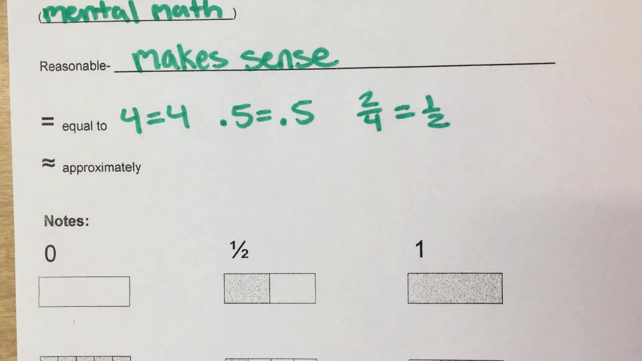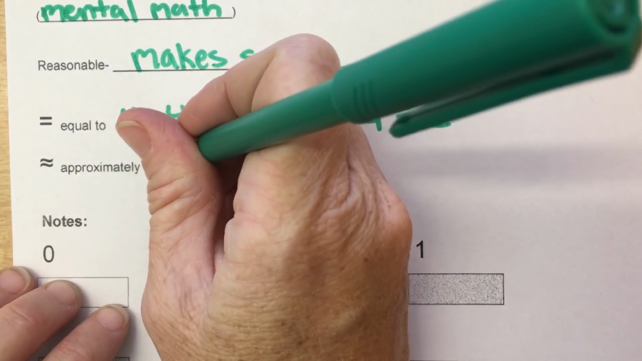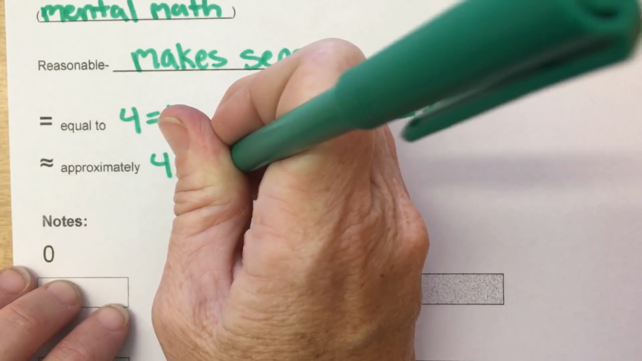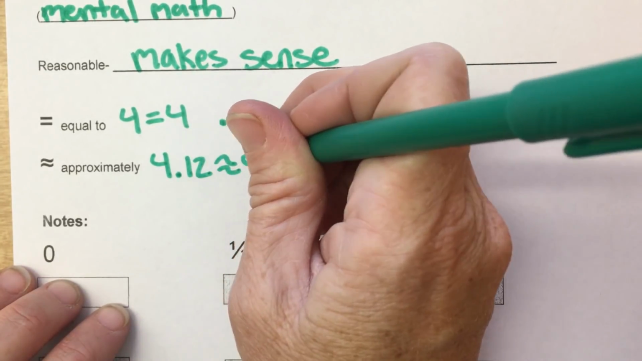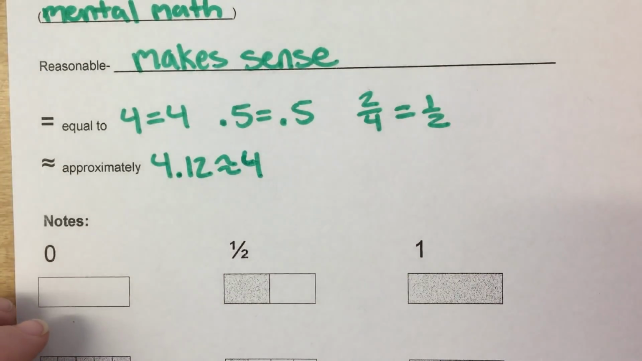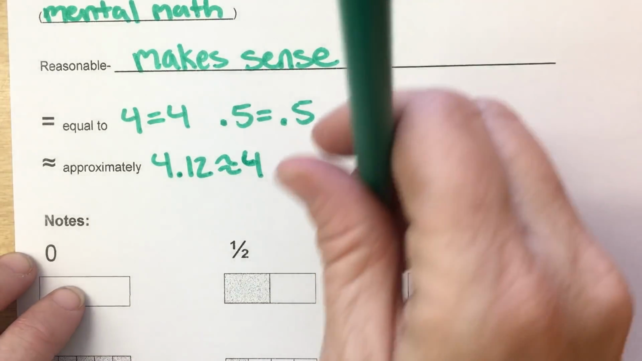This sign, which looks kind of like an equal sign, but it has a little wave to it, means they're approximately equal. They're close. So not exact, but close. That's what that one means. So I could say that $4.12 is about $4. It's an about answer.